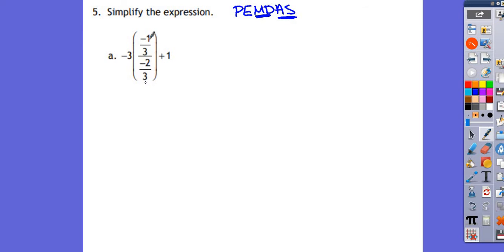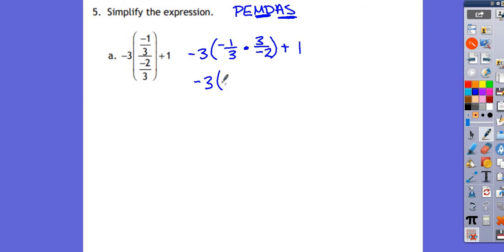Alright, so parentheses. I see parentheses and there's work to be done in it. I see a division problem. So I am going to rewrite this in a nicer looking way here. So my parentheses, I have a negative 1/3 divided by negative 2/3, but we don't divide fractions, we multiply by the reciprocal. Okay, and I have a +1. That already looks better. So now I can do the work in the parenthesis.